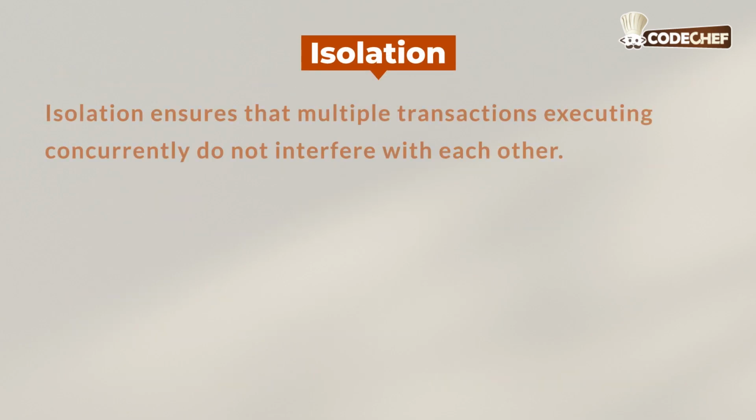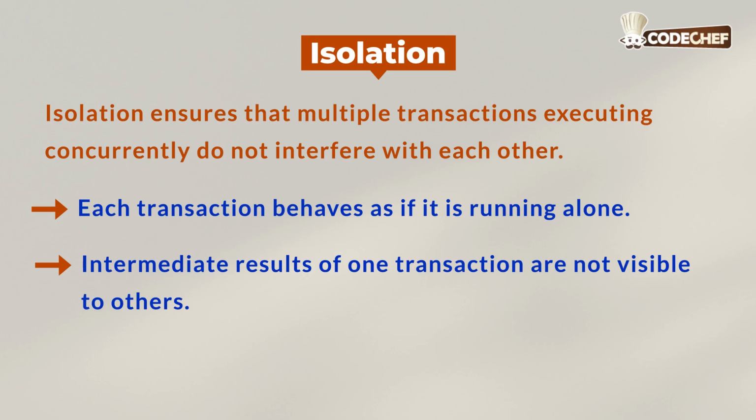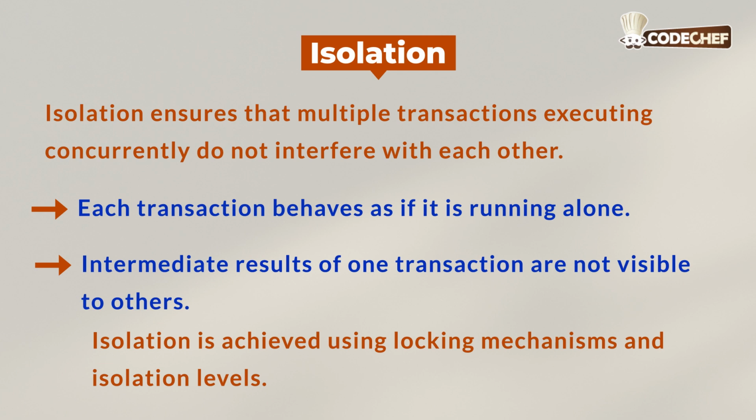Isolation. Isolation ensures that multiple transactions executing concurrently do not interfere with each other. Each transaction behaves as if it is running alone, and intermediate results of one transaction are not visible to others. It basically isolates or hides the data of one transaction from the other so that each transaction is executing independently. Isolation is achieved using locking mechanisms and isolation levels. We will learn about these mechanisms in our future lessons.